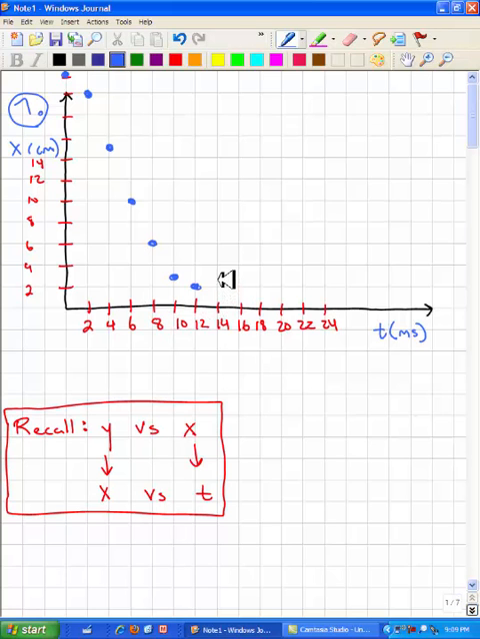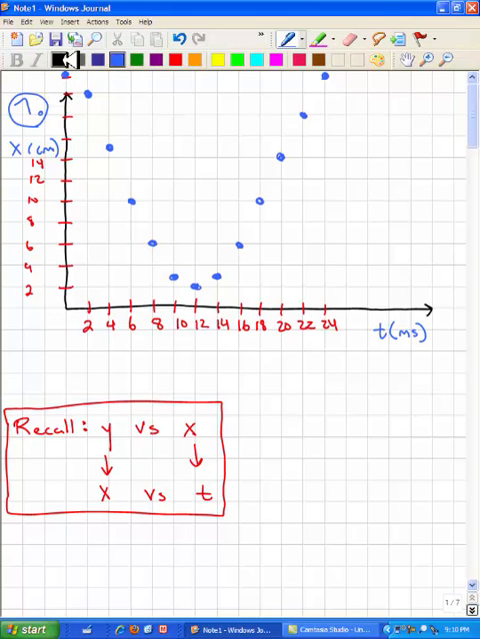So 14 milliseconds back to 3. 16 at 6. 18 at 10. 20 at 14. 22 at 18. And at 24, we are at 22, which is up here somewhere.